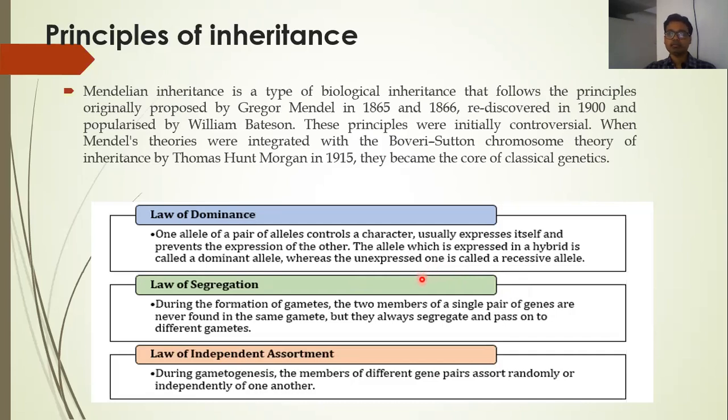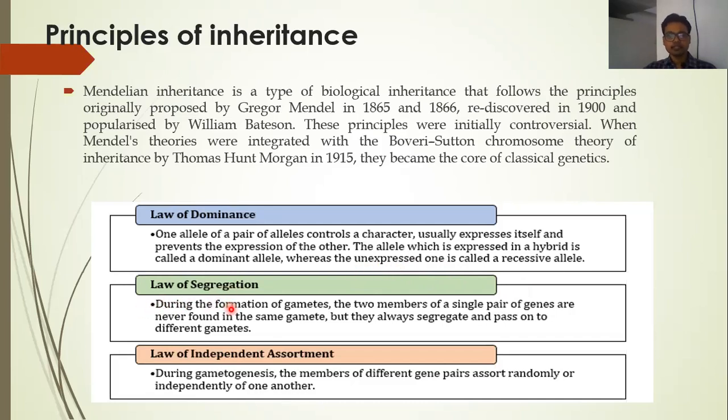If we cross a tall plant with a dwarf plant, then in the F1 generation the tall character is expressed, although the genotype of this plant is heterozygous. That is, the dominant allele is expressed in the heterozygous condition, and this is the law of dominance.